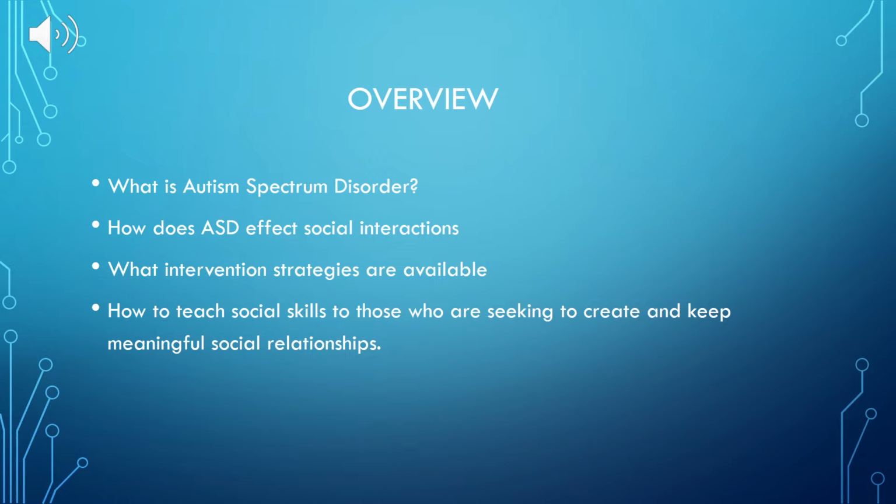So you might be thinking that these are common social understandings when it comes to dating or personal relationships. However, these quote-unquote common understandings are not always so easily interpreted, especially if you're diagnosed with autism spectrum disorder. In this class, we have briefly studied this neurodevelopmental disorder in our child and adolescent onset disorder chapter. But today I will be briefly summarizing what ASD is, how it affects social interactions, how to implement an intervention plan, and how to teach social skills for those who want to make and keep meaningful social relationships.